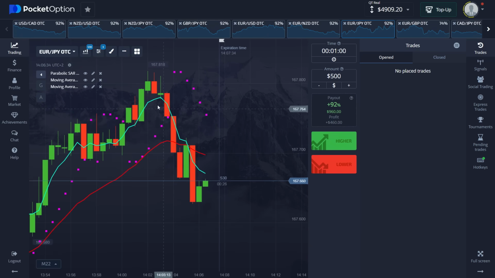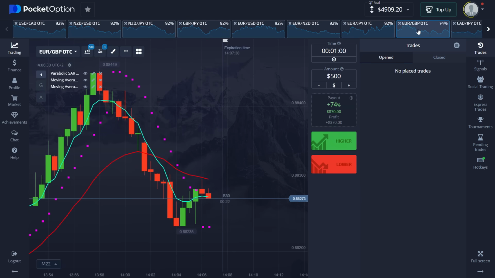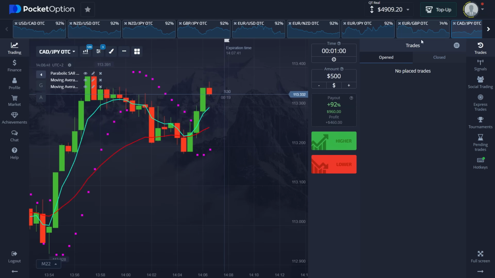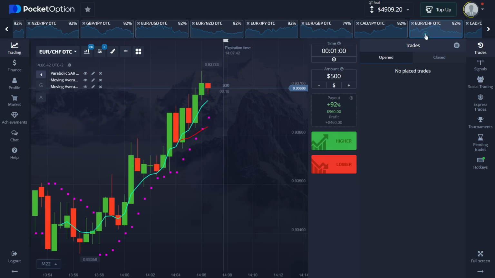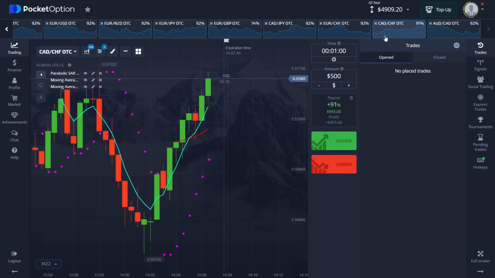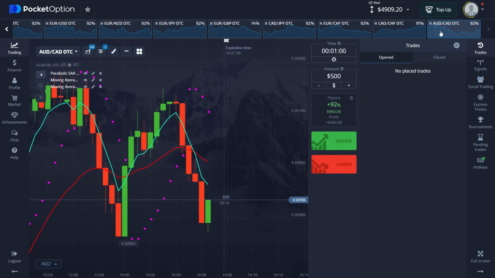Now this is a good entry here, however, once again, 5 parabolic SAR dots, not more than that. Try to stick with that, especially if you are a beginner trader. Don't go crazy with this one. Try to stick to the rules of the strategy. Believe me, this is a much better thing to do.